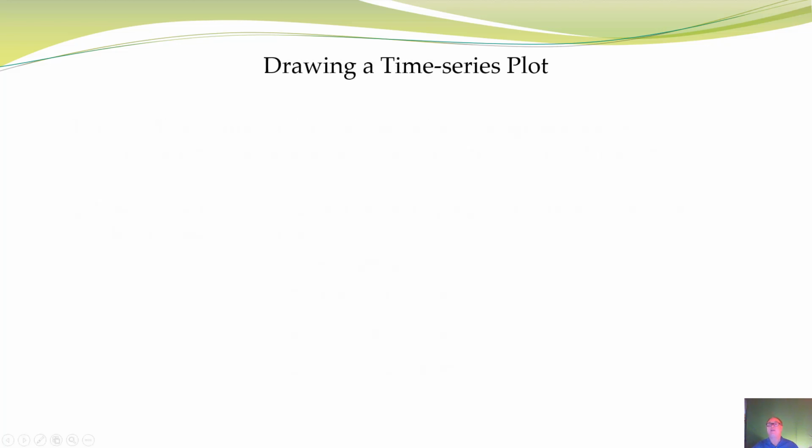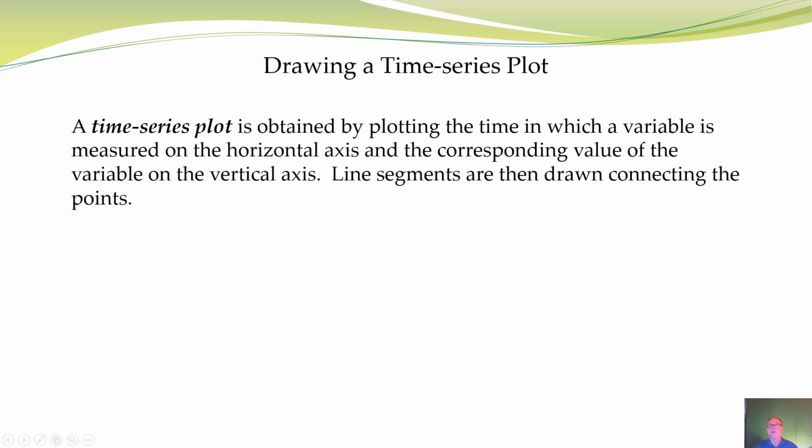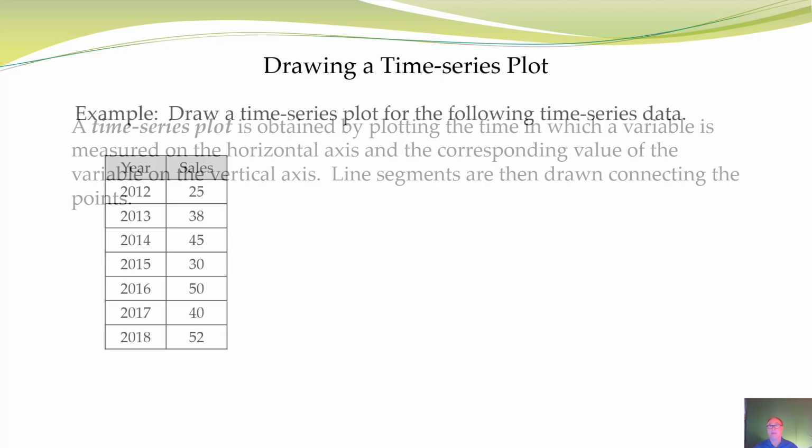Now, drawing a time series plot. A time series plot is obtained by plotting the time in which a variable is measured on the horizontal axis and a corresponding value of the variable on the vertical axis. Line segments are then drawn connecting the points.